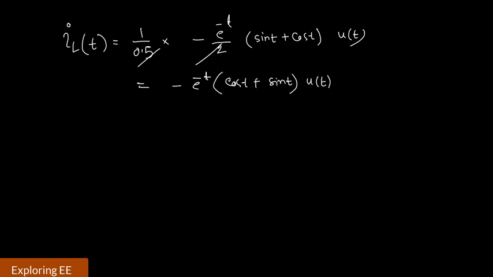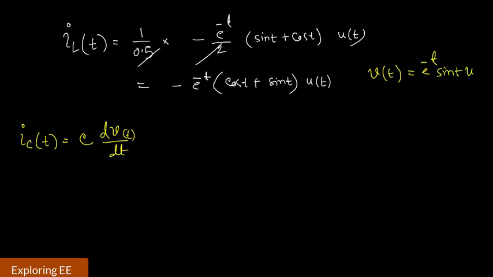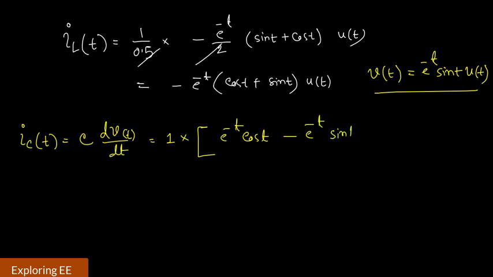And finally the capacitor current I_C(t) is equal to C times dV(t)/dt, where V(t) is e to the power minus t sin t into u(t). So if you take the derivative, C is unity, 1 into the derivative of this expression will be e to the power minus t cosine t minus e to the power minus t sin t. So if you take e to the power minus t common, you get cosine t minus sin t.